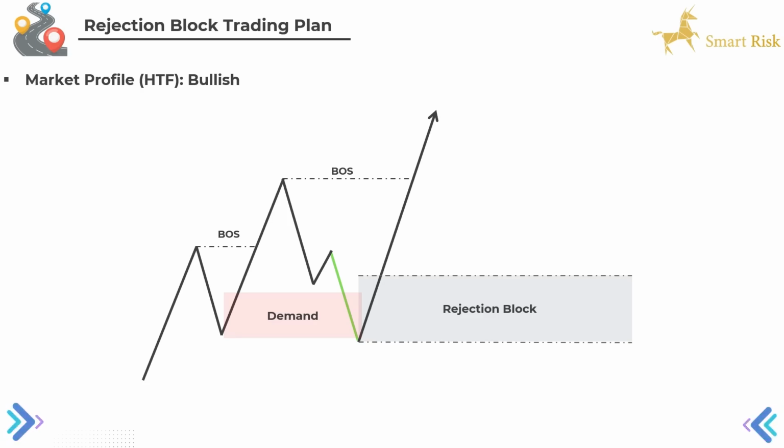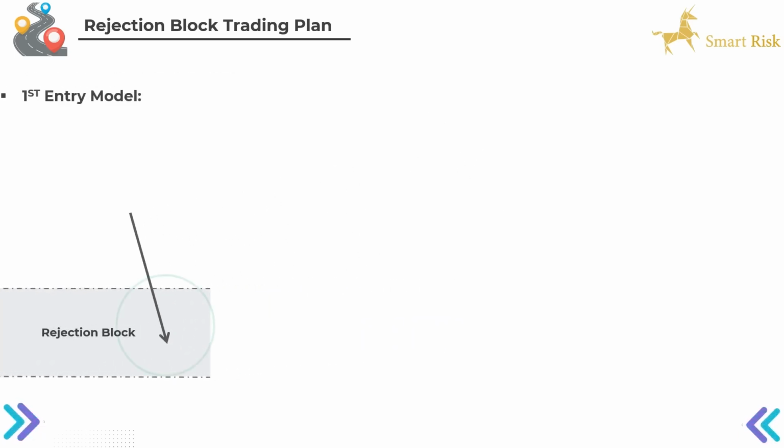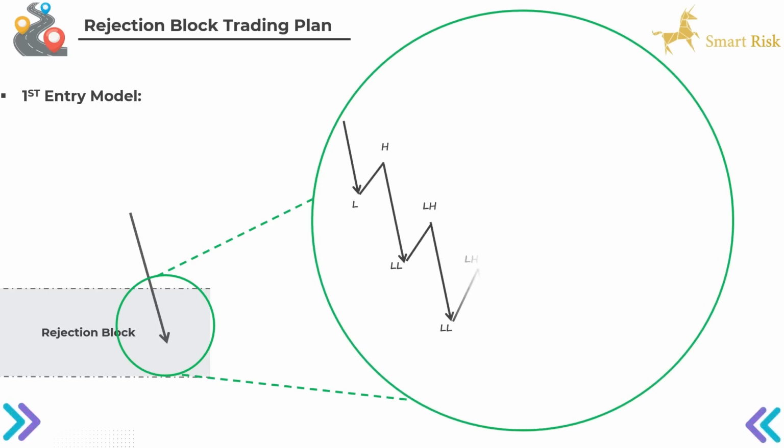Imagine the price has created an unmitigated rejection block on the higher time frame by sweeping liquidity below the latest demand zone and strongly rejecting from that area, eventually forming a valid rejection block. Our next approach is to monitor price action and wait for the price to return to the rejection block area. Once the price taps into the rejection block, we should quickly switch to a lower time frame to analyze price action closely, looking for reversal signs and potential entry opportunities.